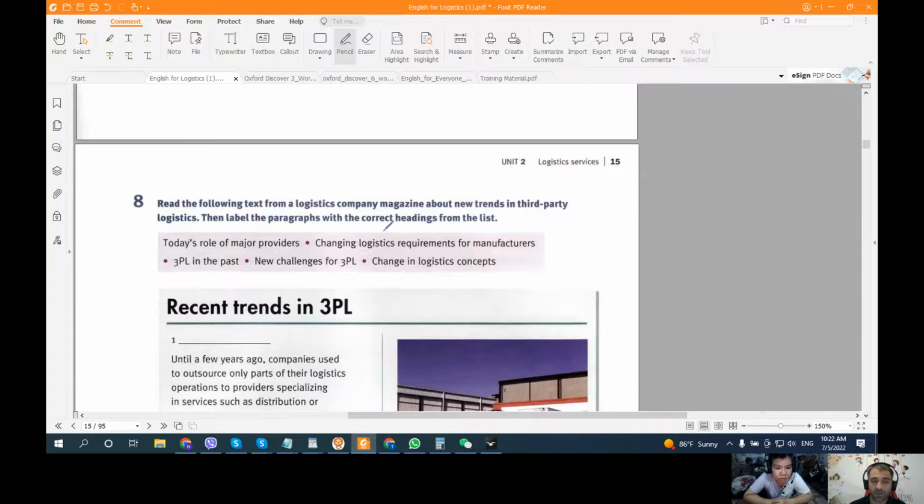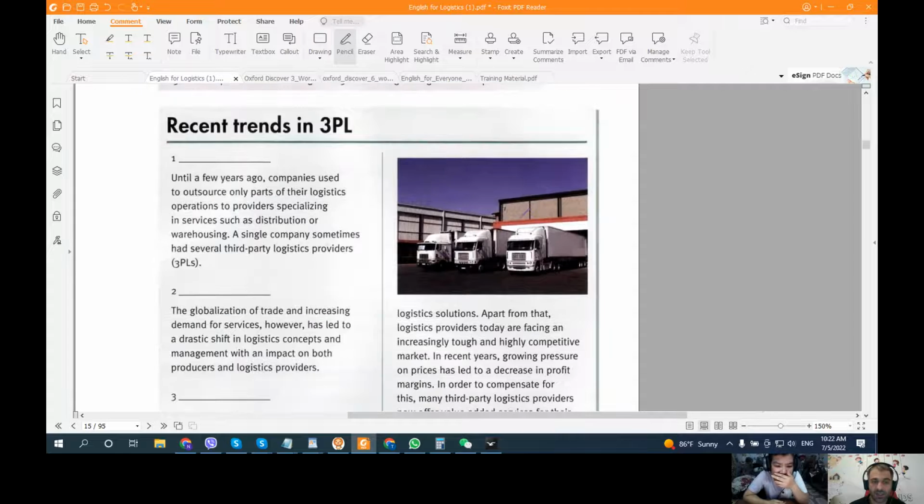Now, read the following text from Logistic Company magazine about new trends in third-party logistics. Okay, now we have here the first part. Can you please read the first part? Until a few years ago, companies used to outsource only parts of their logistic operation to providers specializing in services such as distribution or warehousing. A single company sometimes has several third-party logistic providers.